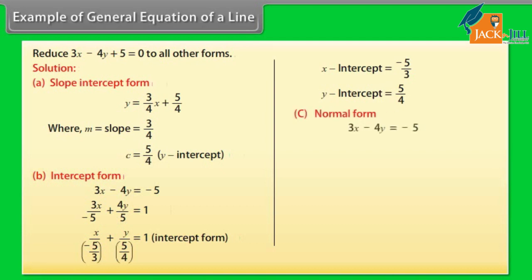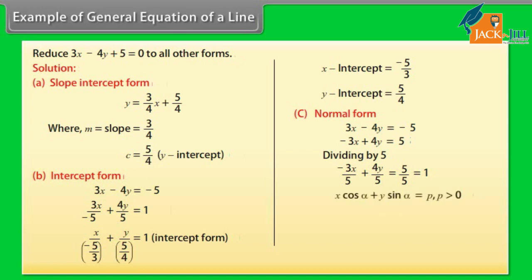Normal form. 3x - 4y = -5. Or -3x + 4y = 5. Dividing by 5, -3x/5 + 4y/5 = 5/5 = 1. x cos alpha + y sin alpha = p, p greater than 0, where cos alpha = -3/5, sin alpha = 4/5, and p = 1.